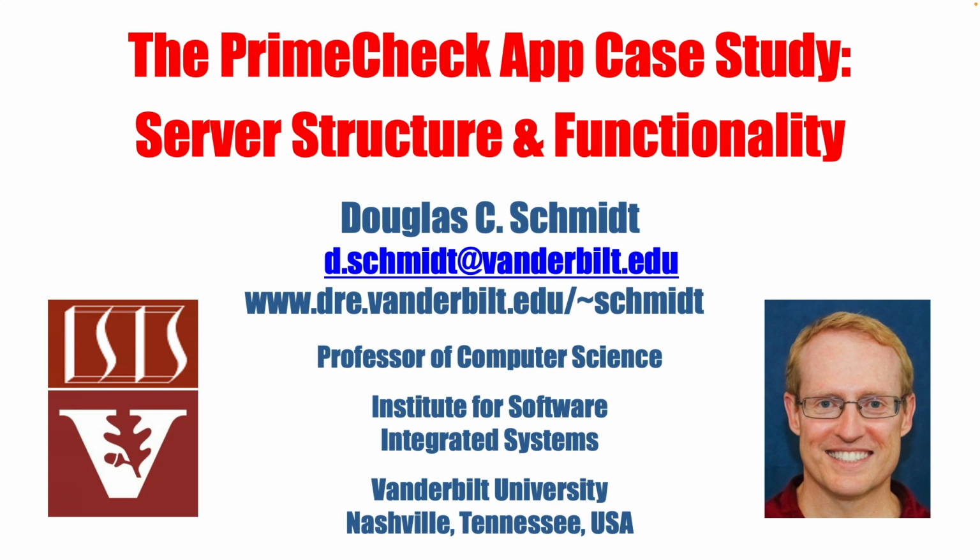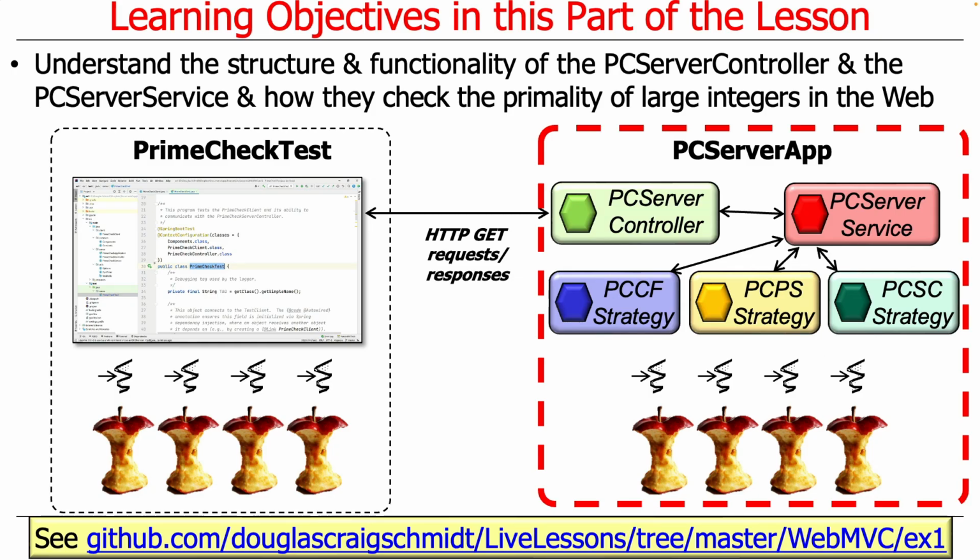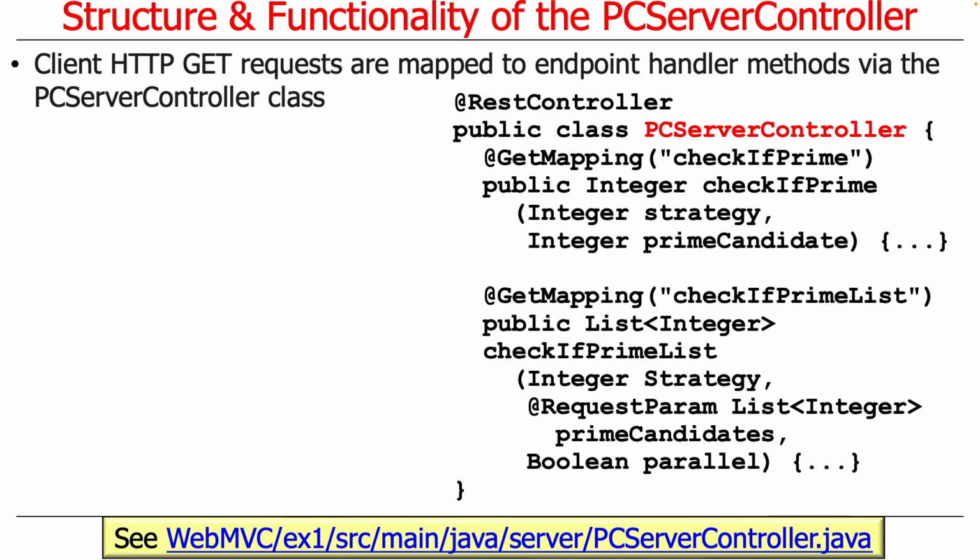Now that I've given you an overview of how this application is designed, the PrimeCheck app case study, let's talk a bit about the server-side structure and functionality. So that's this piece here. Again, you can get that from the EX1 folder in my web MVC repository in live lessons. So we'll first start by taking a look at the design of the PrimeChecker server controller class.